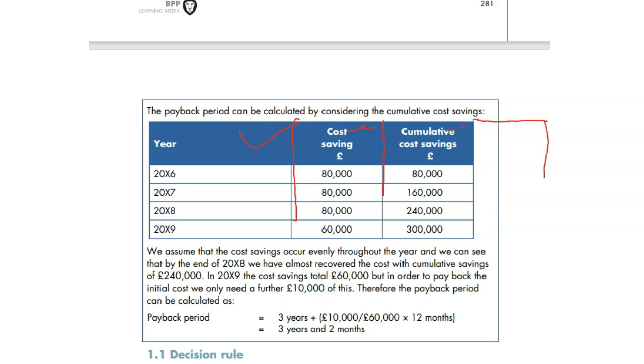Rather, I'd like to do it in a slightly different way. Let's say year 0, then year 1, 2, 3, 4. Over the 4 years it's happening. Year 0 was your investment, 250,000, right? So the first year you're getting 80,000, aren't you?